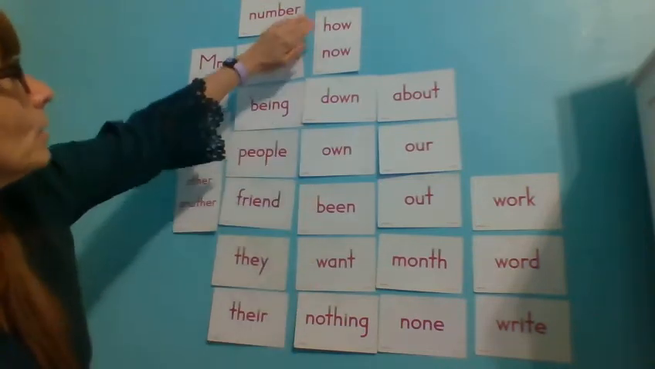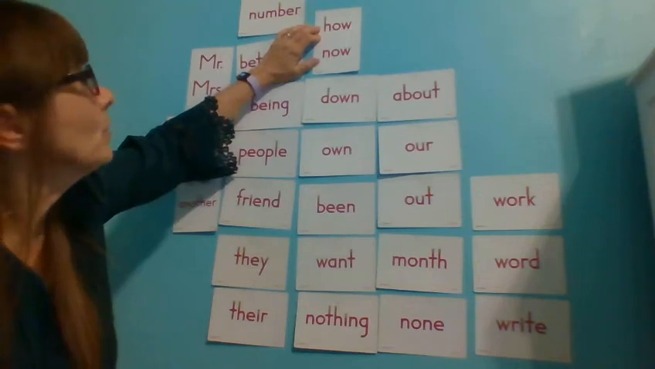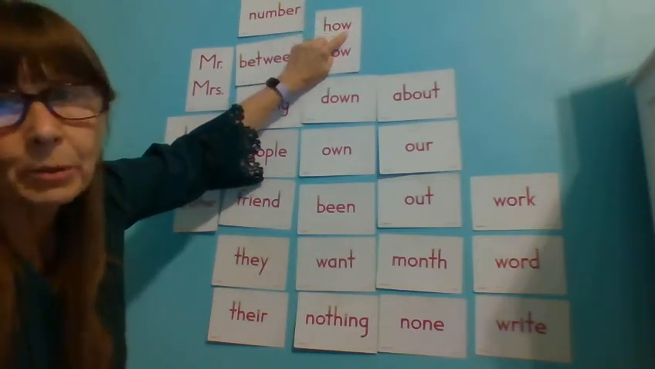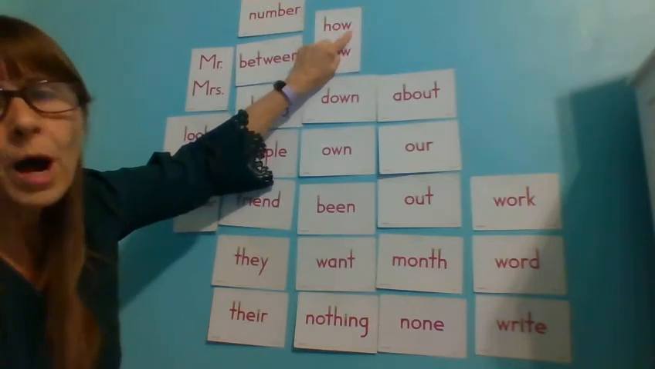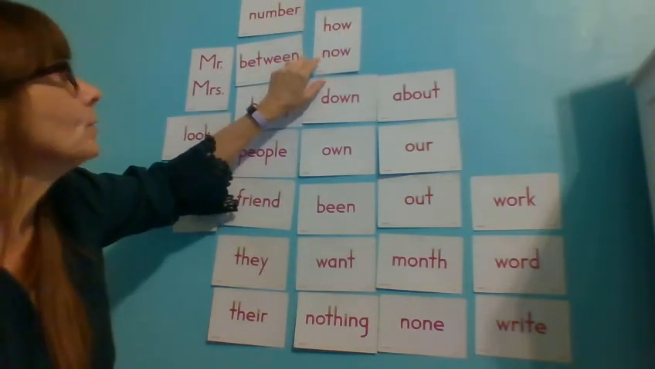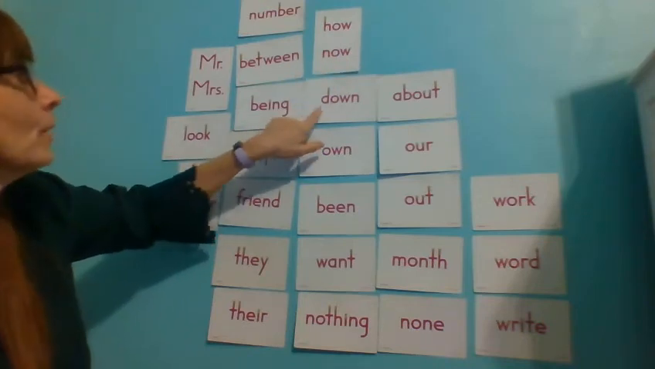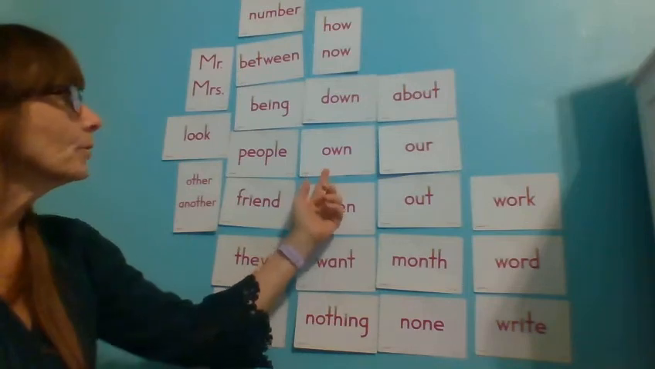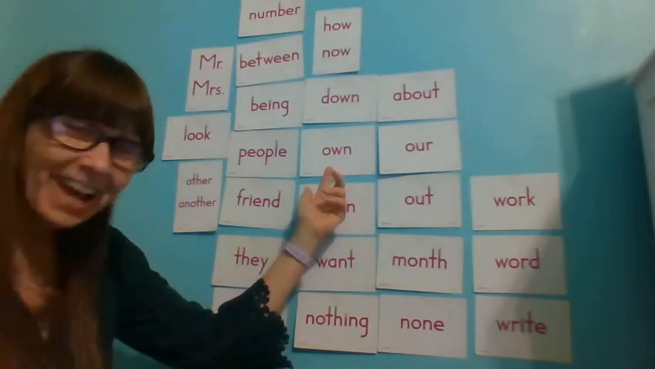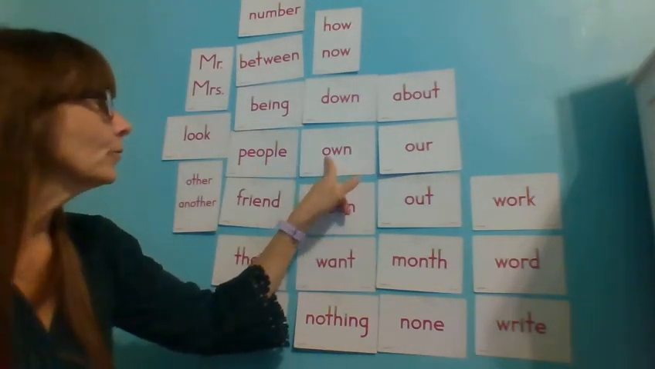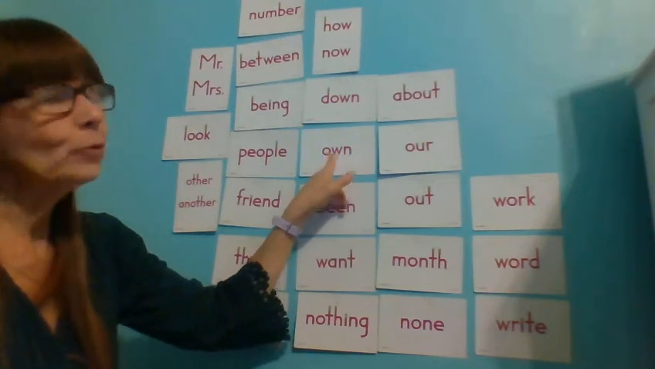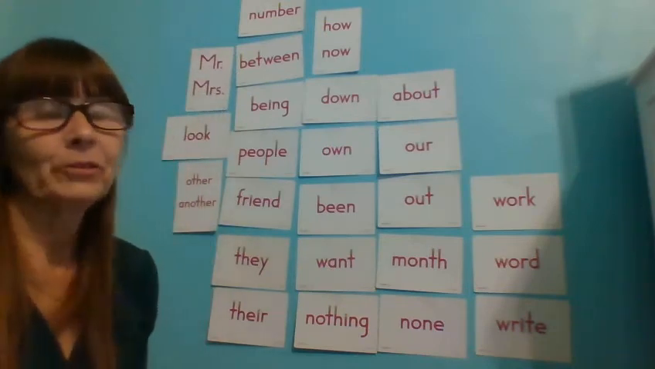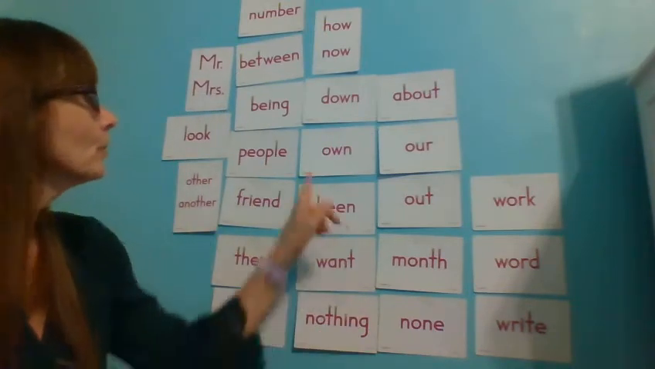All right, then we get over here, and I put these guys together because they have the vowel team OW. So we have how with the owl sound, now with the owl sound, down spelled D-O-W-N. But then we get to this one, and it doesn't say ow, it says O. So this word is own, spelled almost like down, but not pronounced the same way. So we have own.